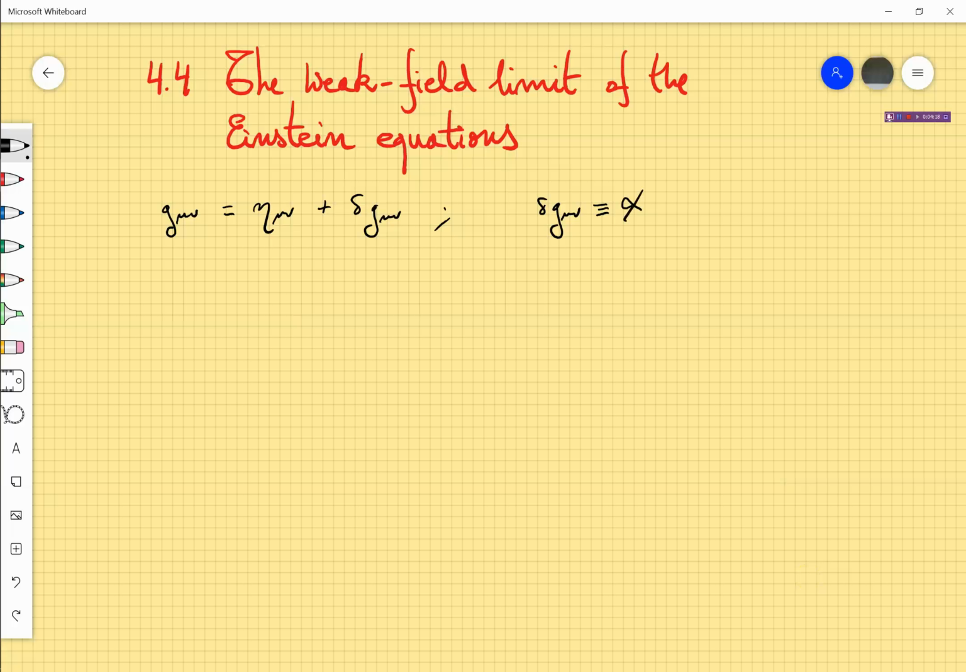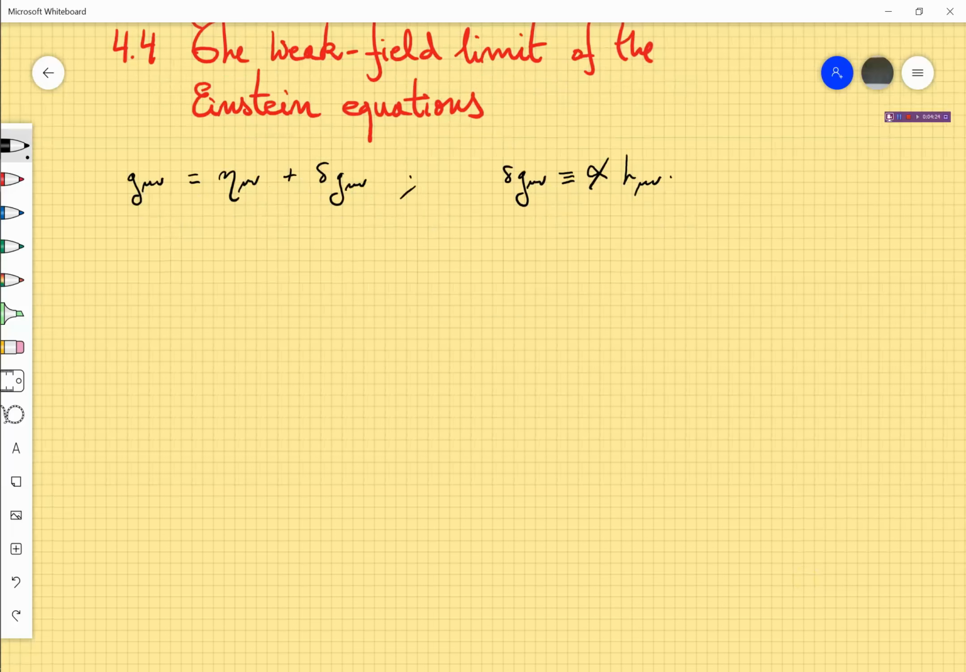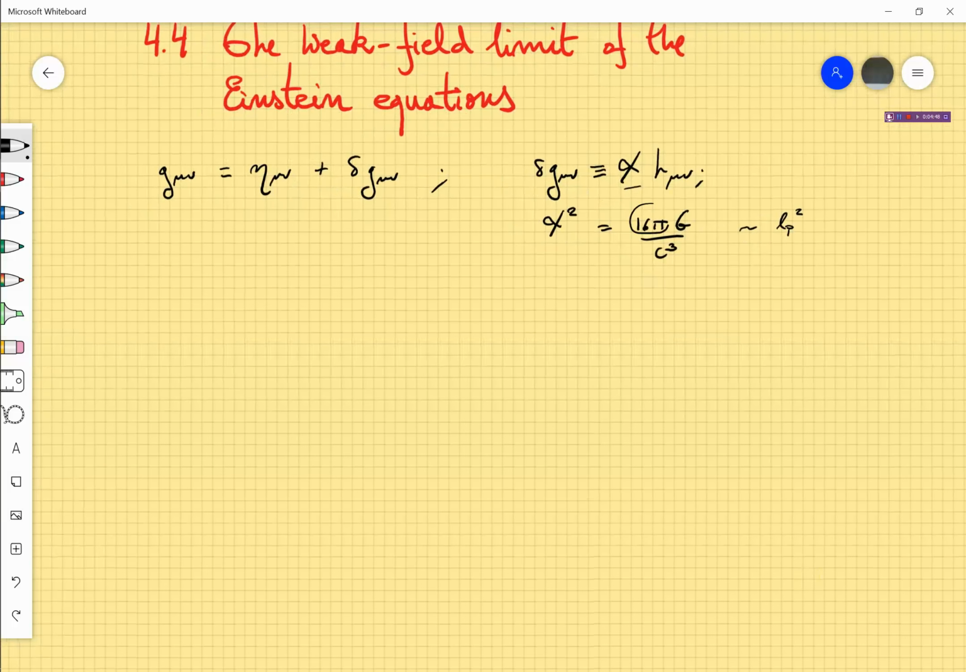So there is a parameter χ that will be small, multiplying the field h_{μν}. This χ is defined such that χ² is 16πG over c⁴. In natural units, remember that this will be like l_P², so basically this χ is like the Planck length, up to this normalization and so on. This is the setup, and now the idea is to find the equations satisfied by this h_{μν}, because η_{μν} is just fixed.